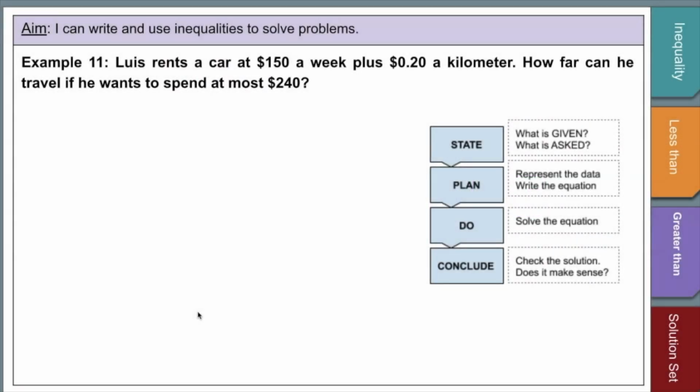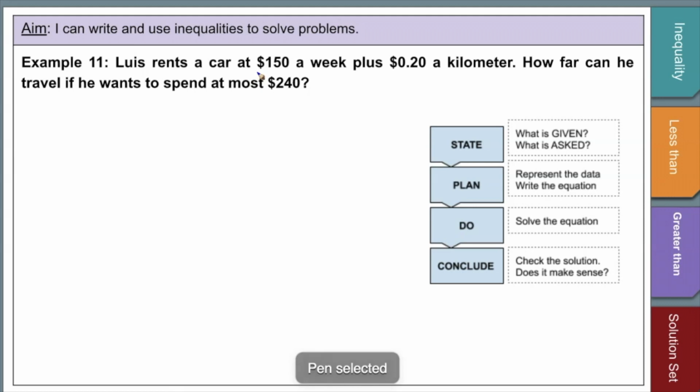At this point, we're going to learn how to write and use inequalities to solve problems. Many word problems involve translating an English sentence into an inequality. Let us do this using the four-step method of state, plan, do, conclude. First, we're going to state what is given and what is asked.